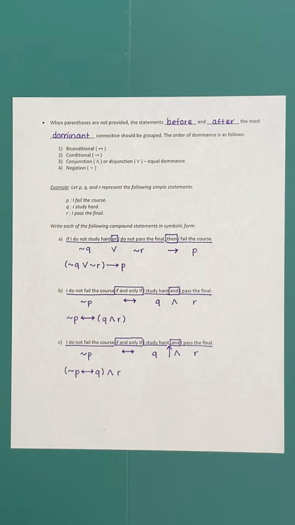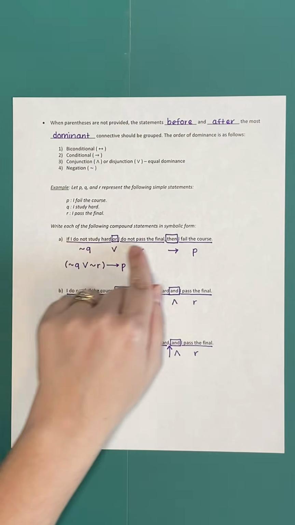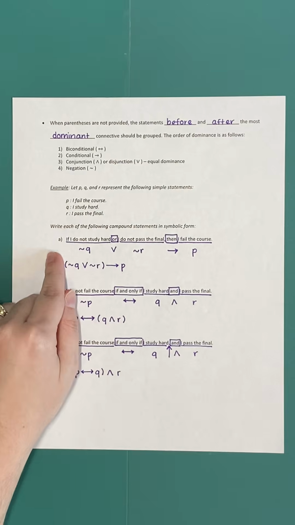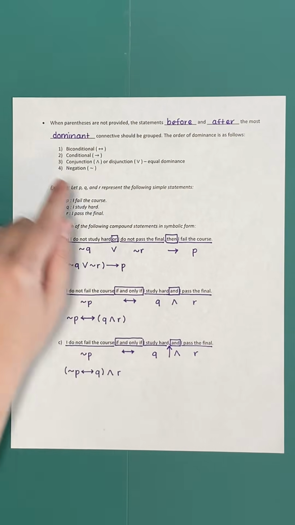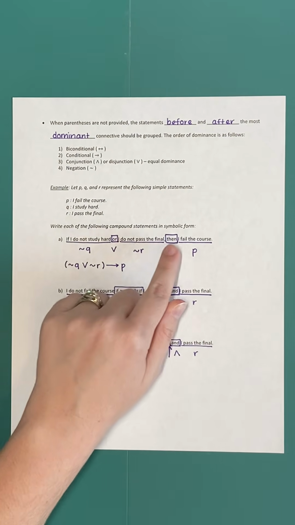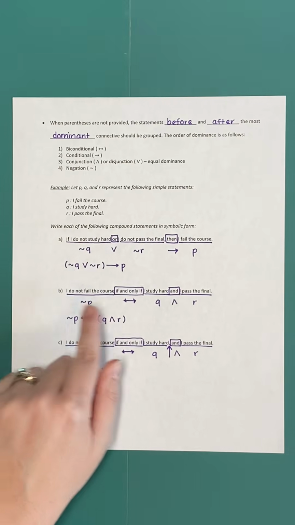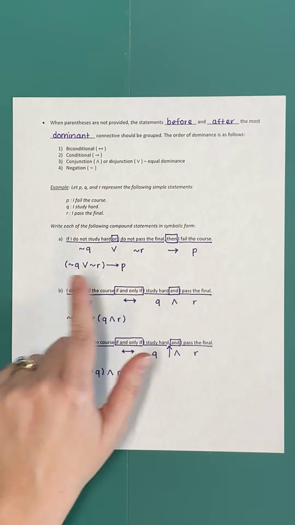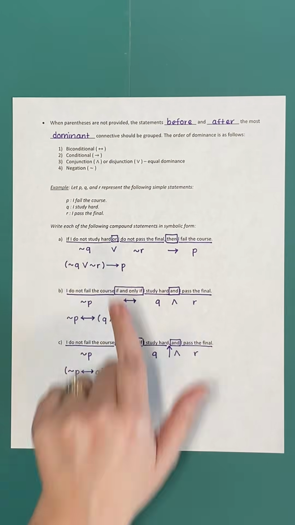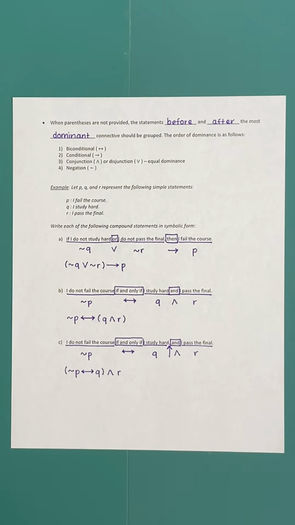Now notice here the grouping did actually follow the rule of dominance. The most dominant thing we have in terms of symbols is going to be the conditional. But notice we already grouped around that symbol just based on the fact that there was already a comma. So this would be the correct grouping just based on using the rules for dominance. But if we have the commas, we can just use the comma to indicate what we need to do.